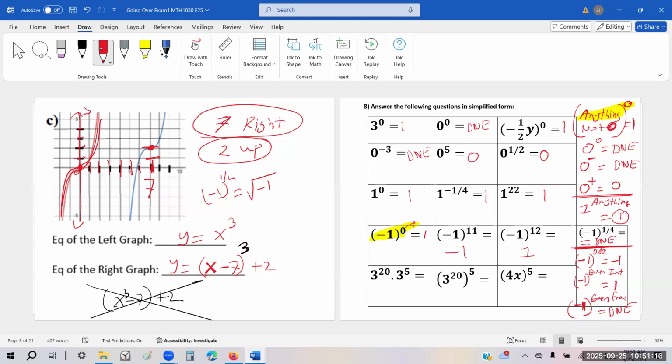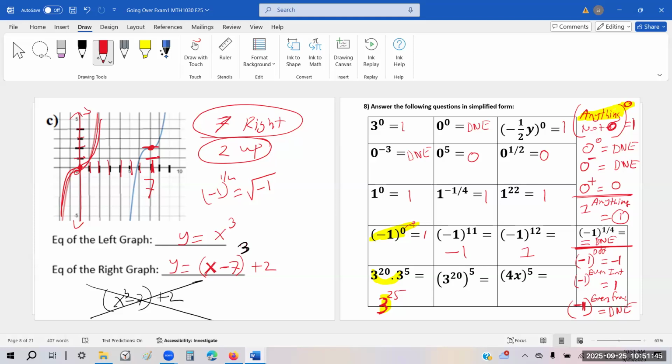Okay, the next one. As long as you have the same base and you're multiplying them, you don't multiply the bases. You keep the same base, but then you add the powers. So it's 3 to the 25, not 9 to the 25. You never multiply bases. You keep your base, but add the powers.